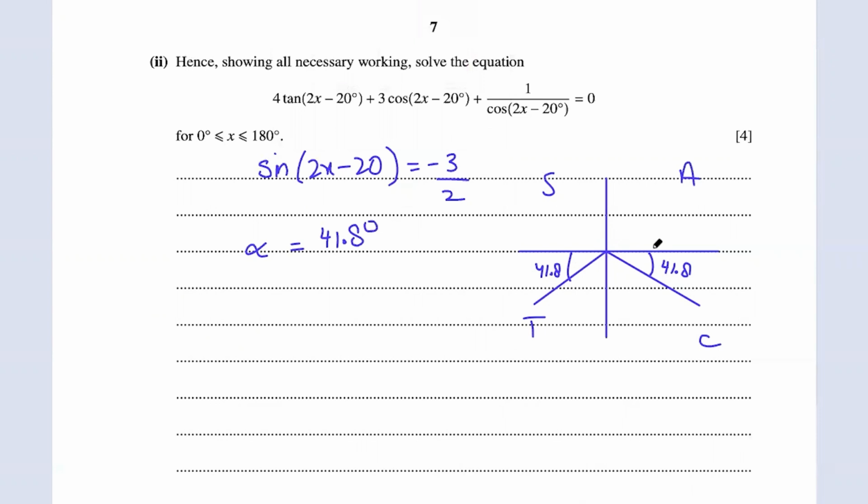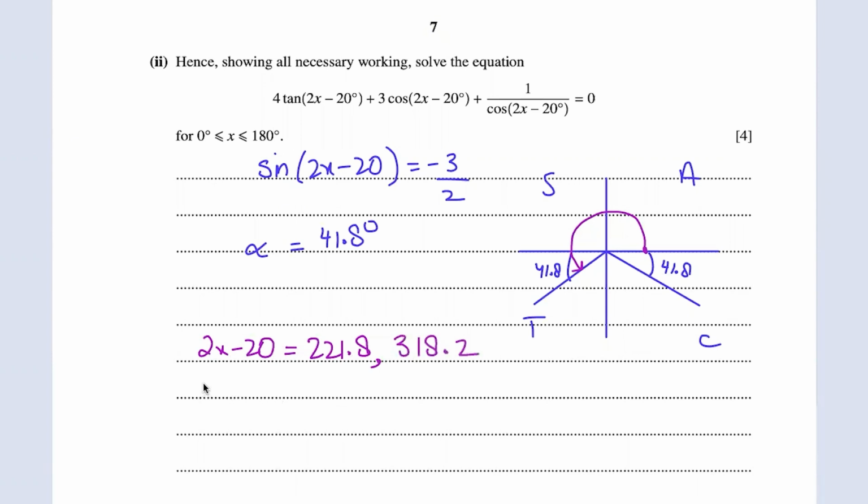Now the angle is always measured from the positive x-axis in anti-clockwise manner. So we can write 2x minus 20 is equals to 180 plus 41.8, which will become 221.8, and 360 minus 41.8, which is 318.2. Now as our range is 0 till 180, we will not be taking any further values as it will basically go beyond 180.